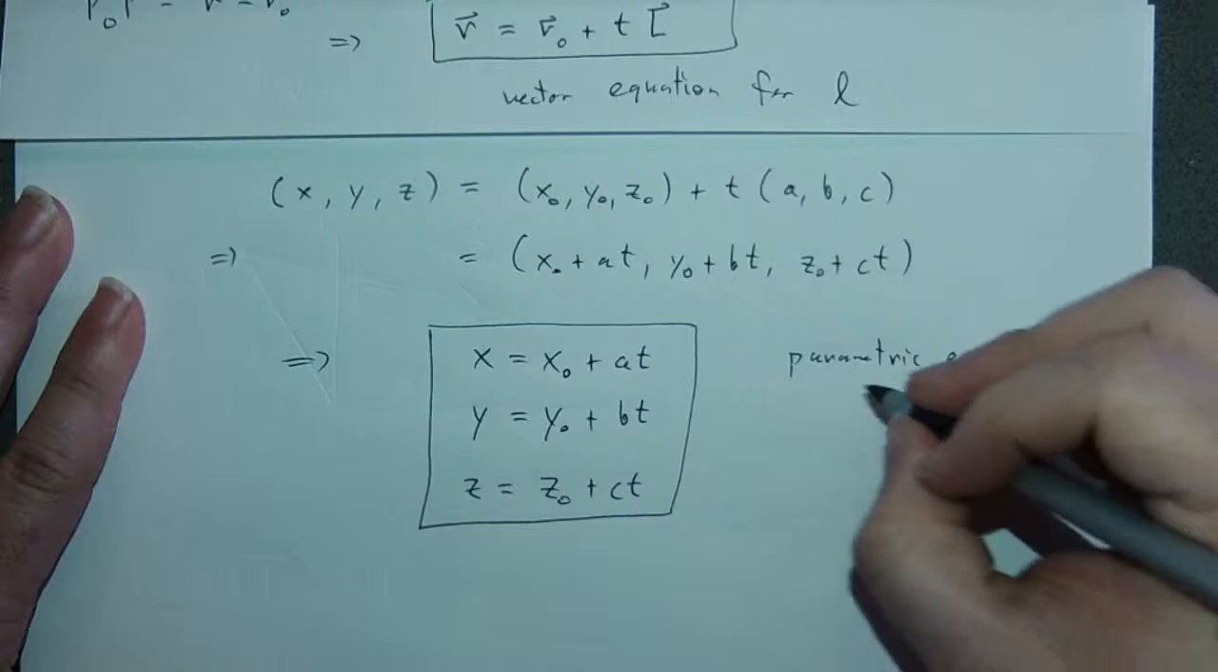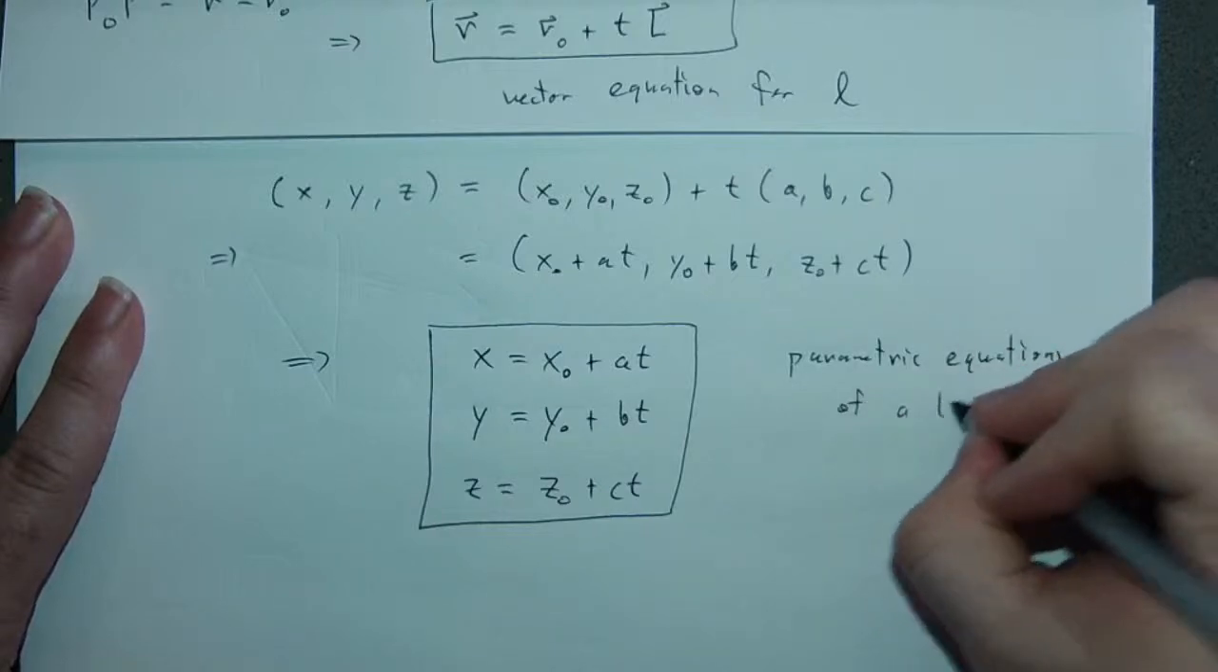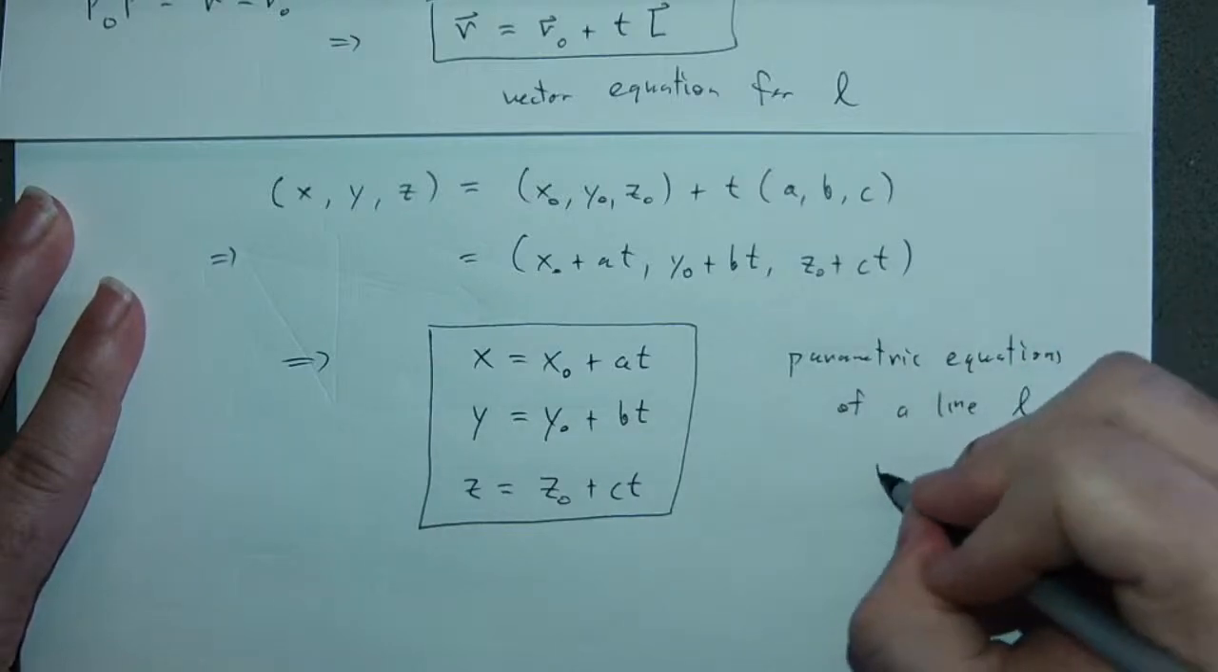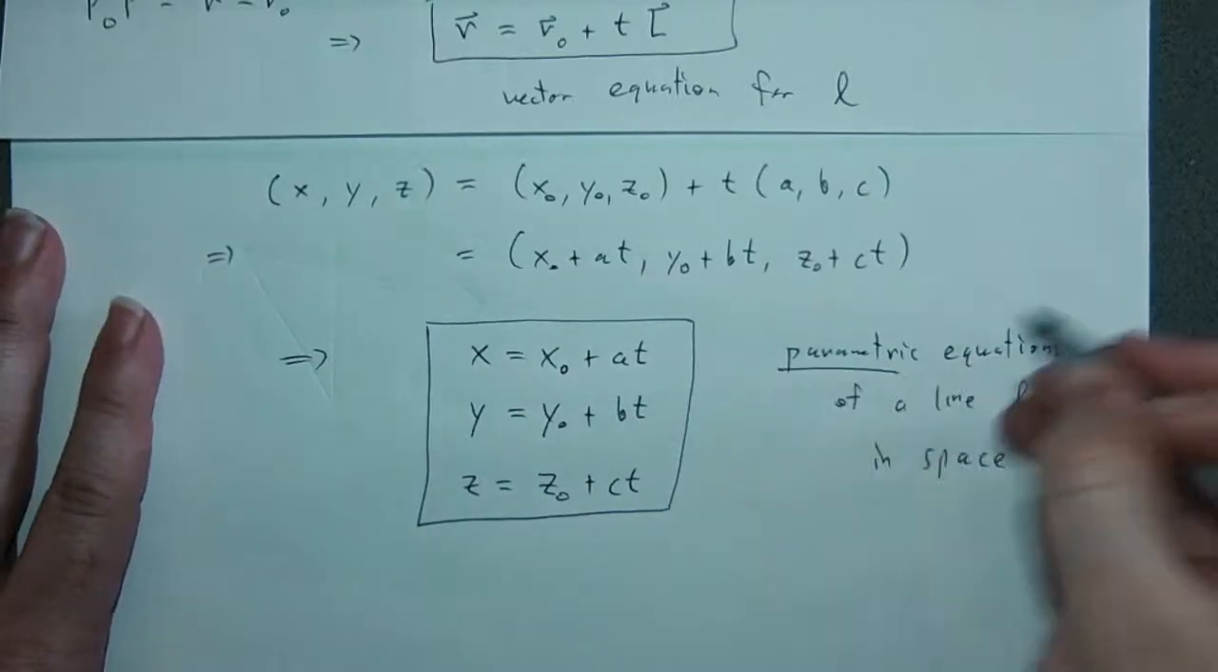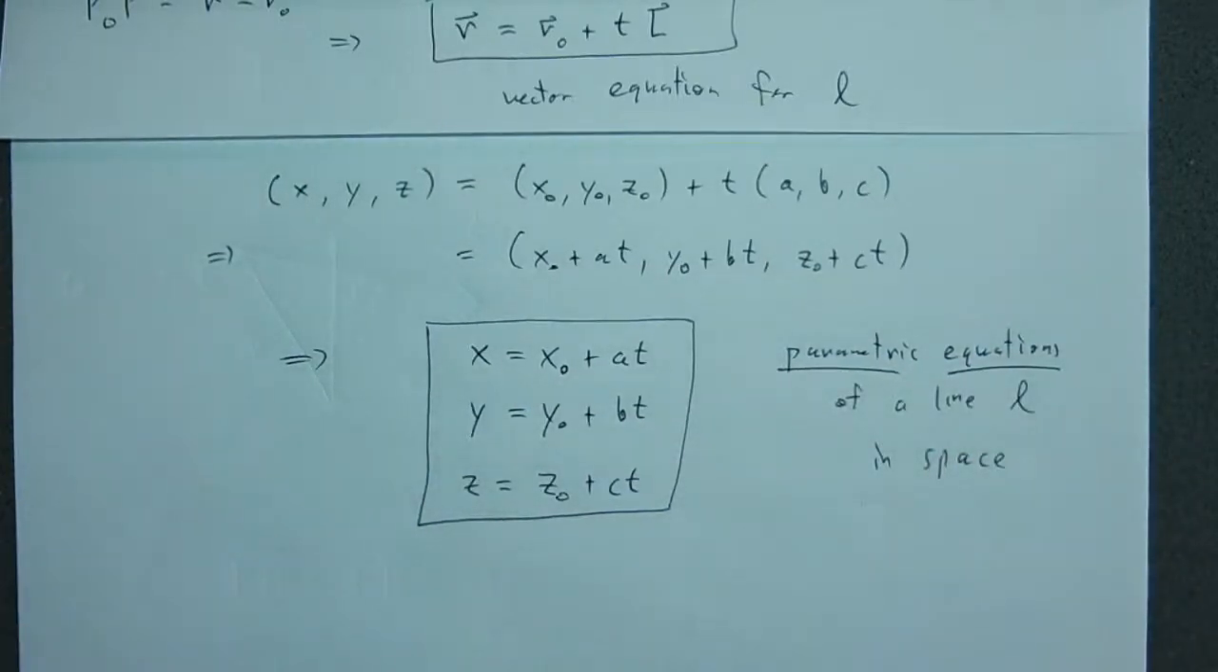So these are the parametric equations of a line L in space. There will be two main ways of writing equations for a line in space. This is one of them. It's called the parametric equations for a line. There will be another form called the symmetric equations for a line that we'll see in a second.